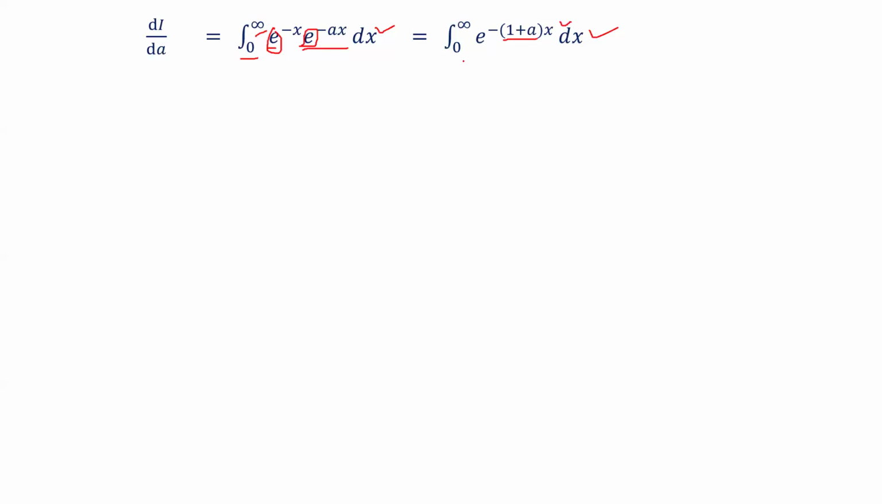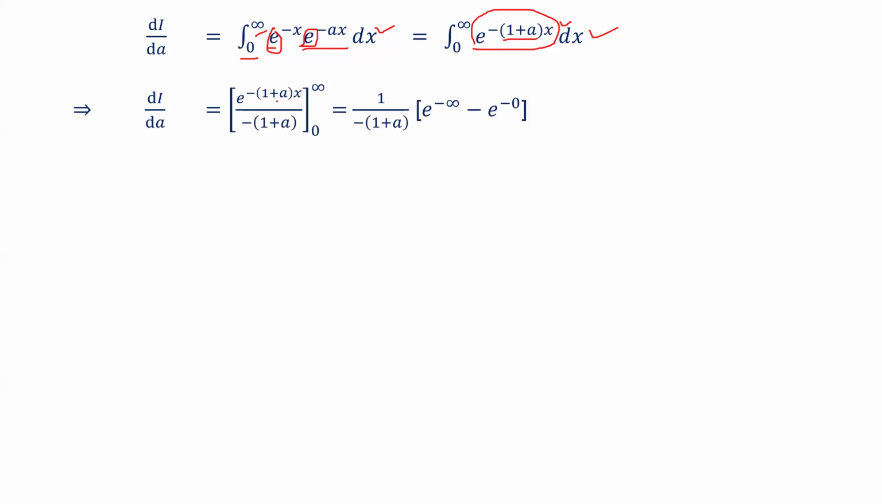Now we have to integrate this part. What is the integration of e to the power ax? It is nothing but e to the power minus 1 plus ax whole divided by minus of 1 plus a under the limit 0 to infinity. So we can take 1 upon minus 1 minus a, or 1 upon minus of 1 plus a, outside.